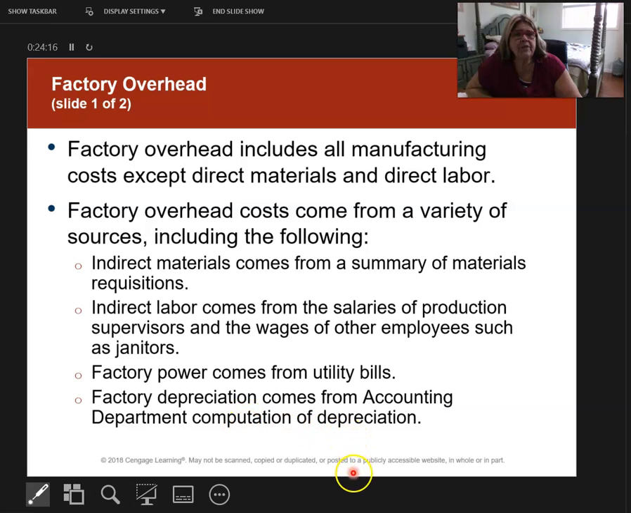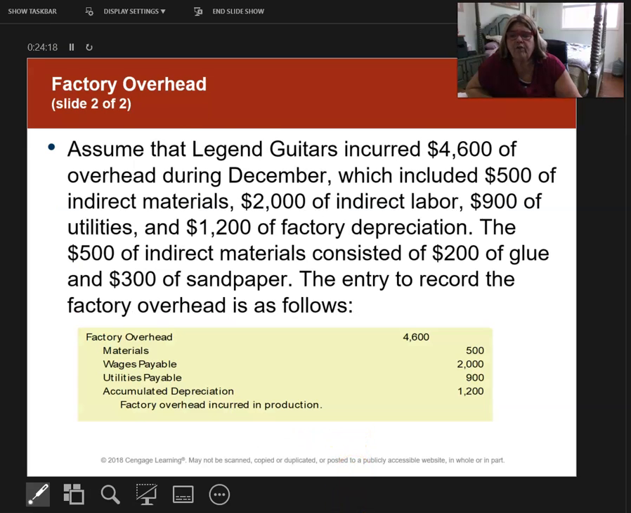So my next journal entry is to load the factory overhead account. So first I have to load the factory overhead account with the amounts, then I'm going to put it into WIP. So here we incurred $4,600, and here's how it's broken down. It's materials, these are actually indirect materials, but I still have to pull them out of the materials ledger account. Here's my indirect labor, here's my utilities, here's my depreciation.